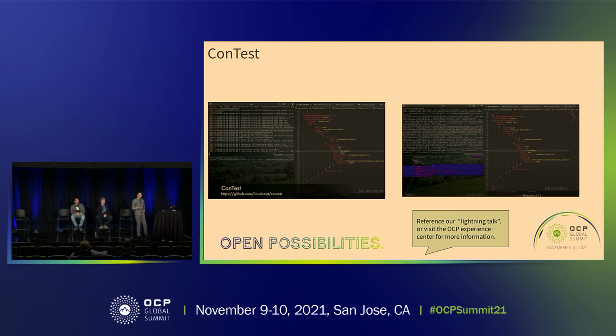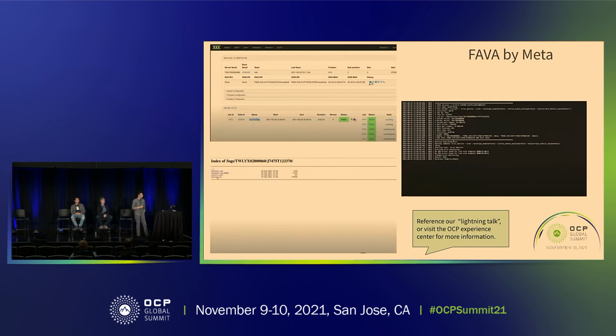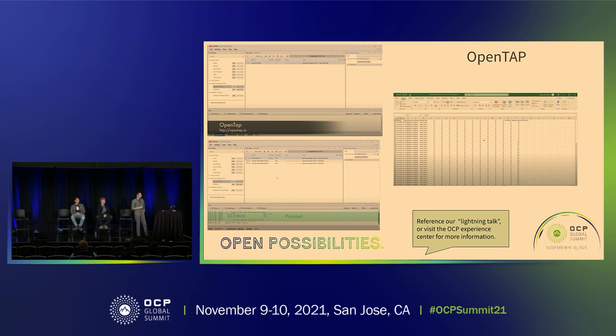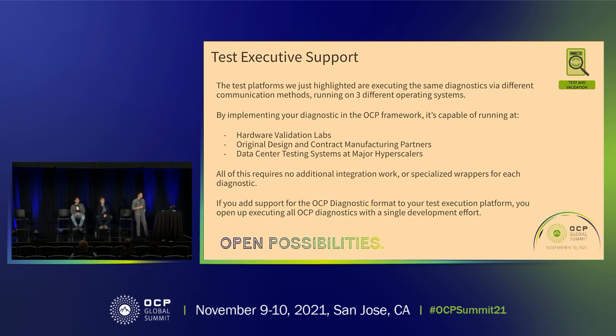So for those of you who have missed the Experience Center, it's a little too late now to actually stop by, but we have a few screenshots here. We can see one diagnostic, in this case for the PCI, test run in Contest in a CLI. We have the exact same diagnostic here run in Meta's Fava framework and run here in Google's OpenTest framework and in Keysight's OpenTAP, although it's open source.